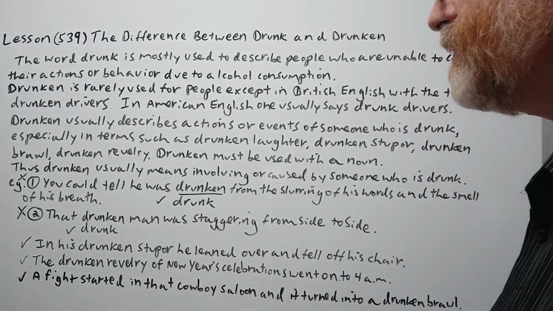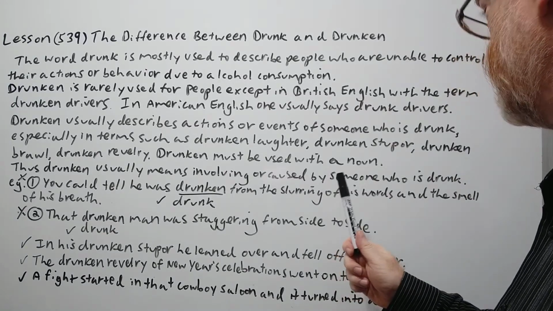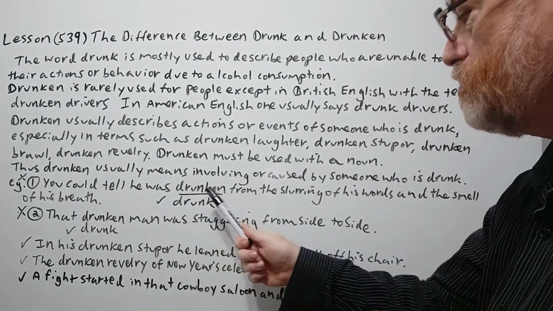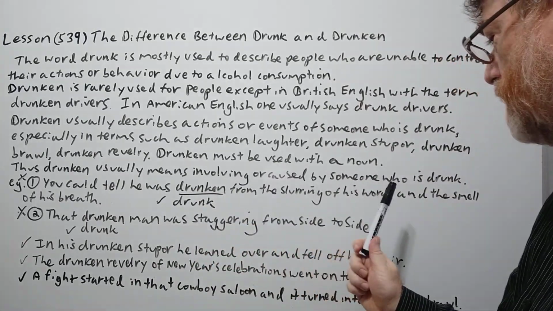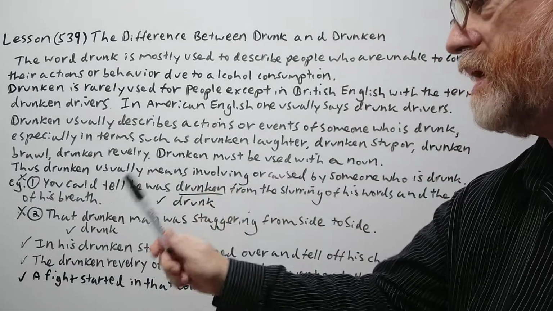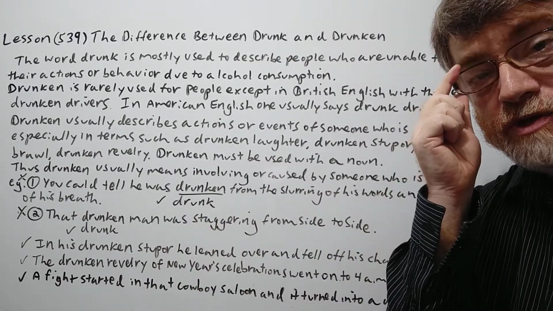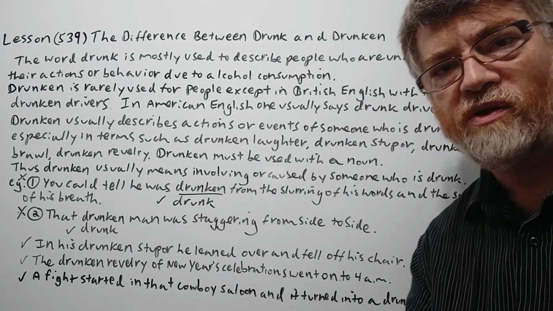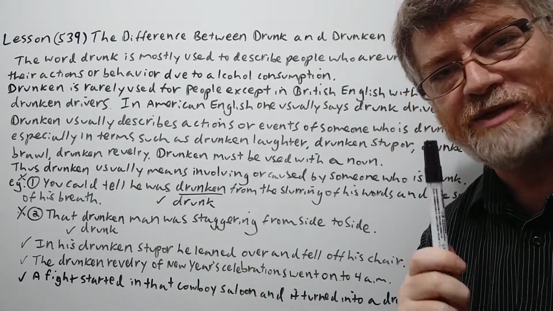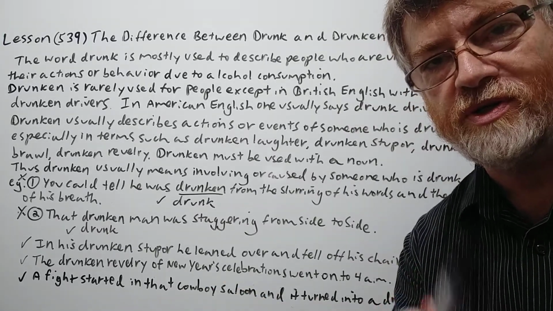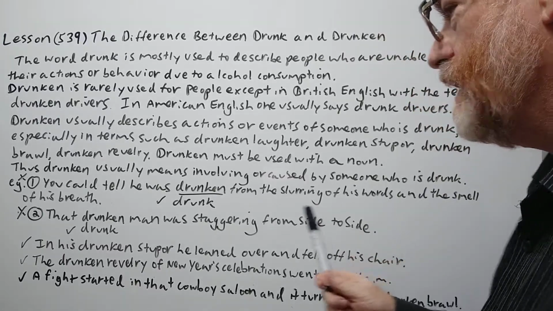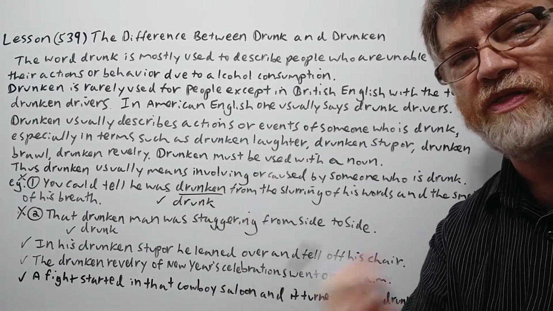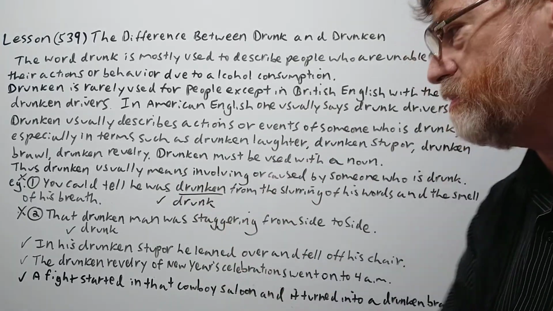Let's continue. All right. So here's the first one. Again, with the X, this would be wrong. You could tell he was drunken from the slurring of his words and the smell of his breath. Well, slurring of his words, that's the way a drunk person talks when they talk unclear. Like if they talk like this, that's supposed to be an imitation of a drunk person slurring. And the smell of his breath, of course, you could tell drunk people, sometimes you could smell the alcohol on their breath. That's what we would say.